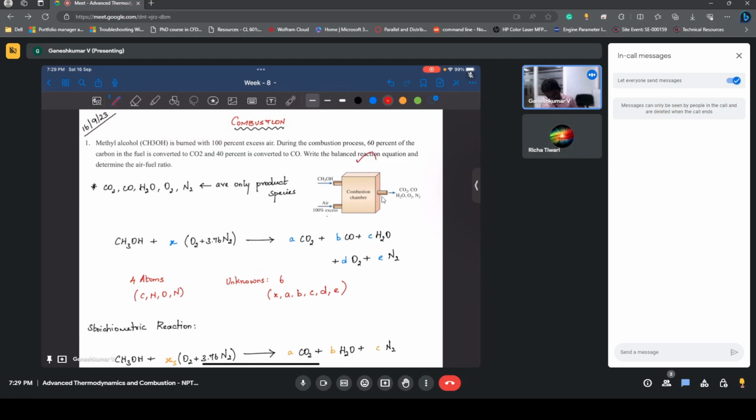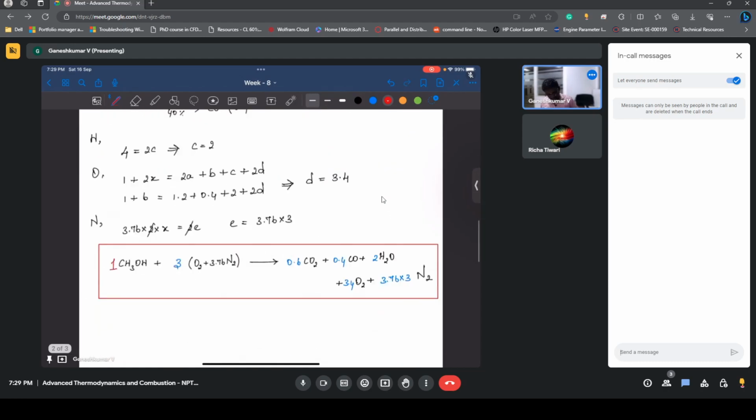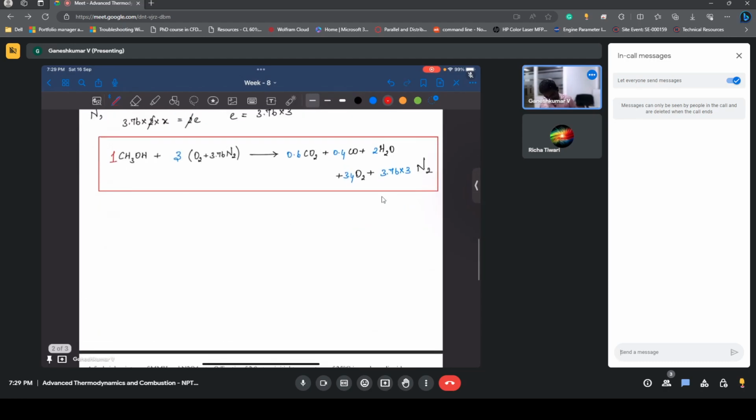Now we need to determine the air fuel ratio. So how do we write it? How do we determine it? So what do we mean by air fuel ratio?